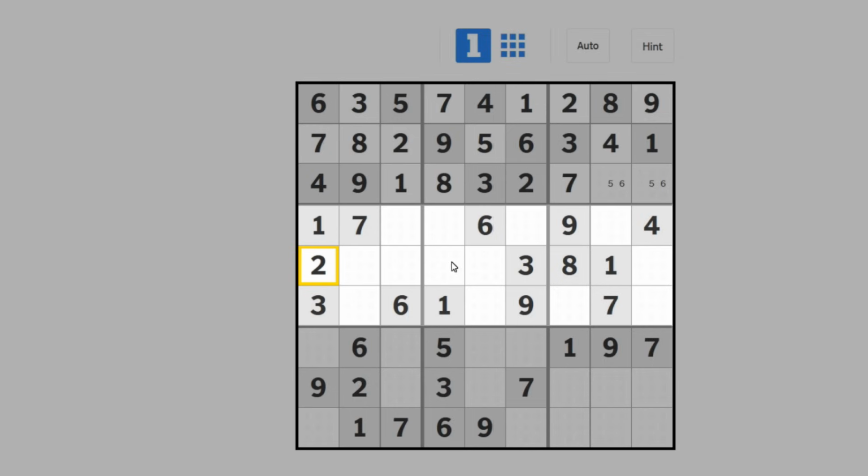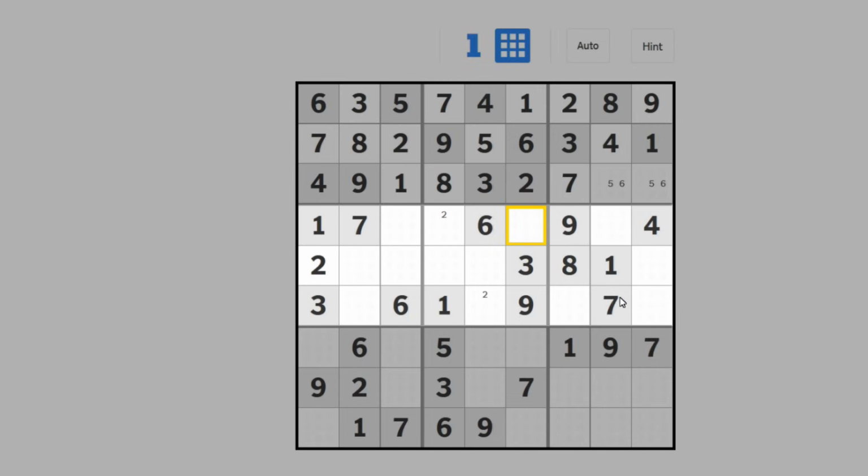Can we figure out where the number 2 goes here? Let's see, there's a 2 in this column, so it can't go here. Otherwise, it can't go in either of these cells because in this row there's a 2. So the only place a 2 can go in this block is here and here. Okay? The number 2 cannot go in these 2 cells because there's already a 2 in this row. And the number 2 can't go in this cell because there's already a 2 in that column.